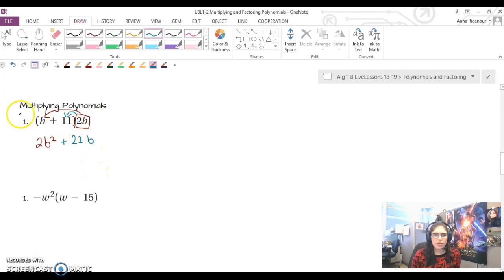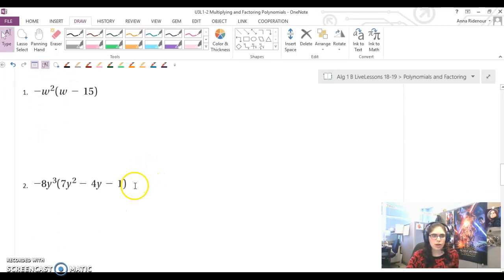Now, some of you may have the instinct to combine these terms and add the 2 and the 22. However, we will not be able to do that because we have a 2b squared and a 22b. Because those exponents are different, we have a b squared and just a regular b, which is the same thing as b to the first. Because those exponents are different, I cannot combine them. So this is my final answer, 2b squared plus 22b to the first. All right, moving on to the next example.